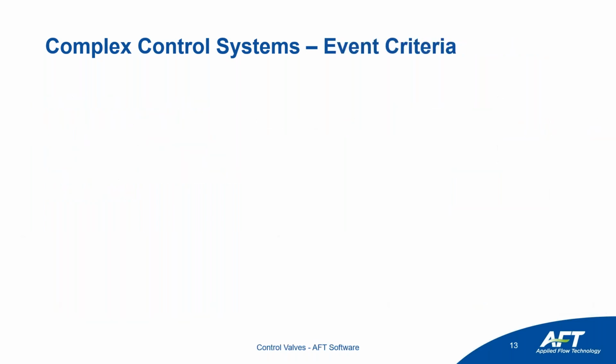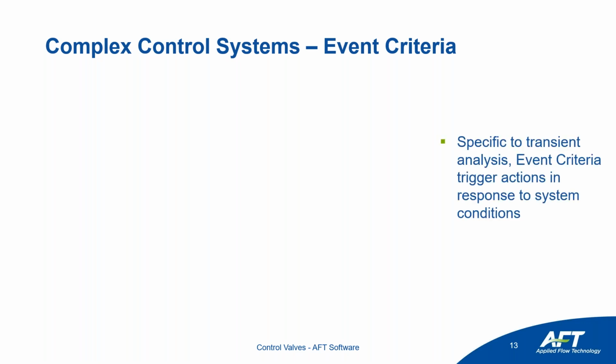The next thing I'll touch on, again relatively briefly, is event criteria. This is specific to transient analysis, where an event criteria may trigger an action in response to a system condition. So let's say we're looking at a water hammer event, or a tank filling event. Maybe we want to turn off our pump once our tank reaches a certain level, or if we see too high of a pressure, we want to protect our pump from deadhead.